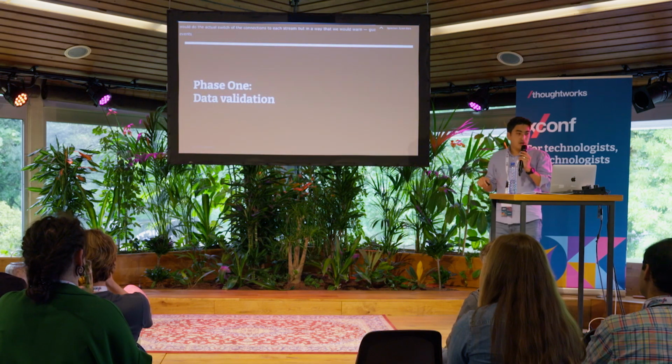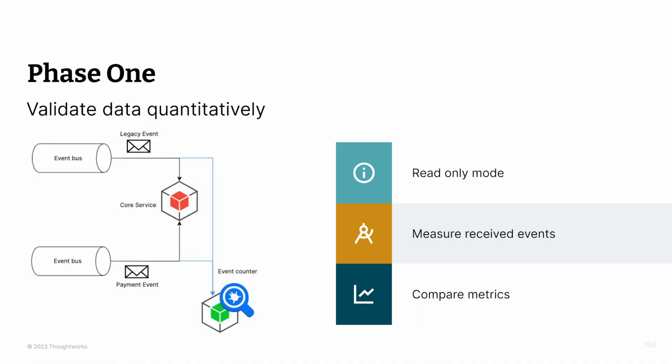So let's check out what data validation looks like. What we would do first is connect to the new event type in a read-only mode, meaning we would consume the data but not actually process it. We would just put metrics in the consumers from both sides of the streams to measure the amount of information that we were consuming, and this was really an easy step. We would just monitor this through the observability tools that we had in place.